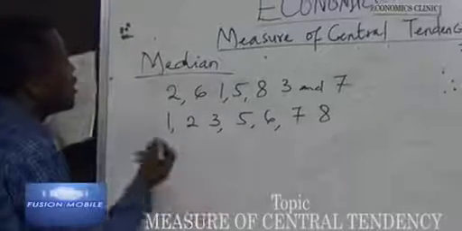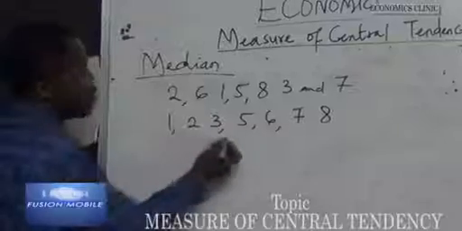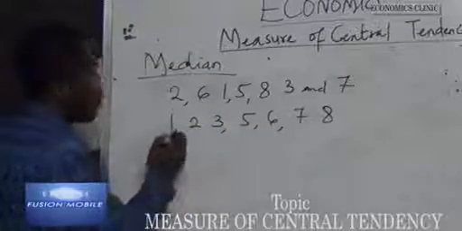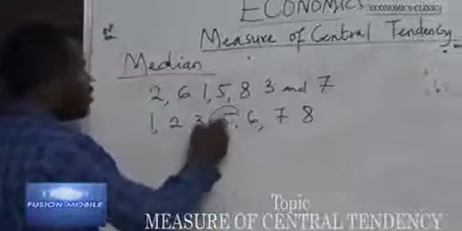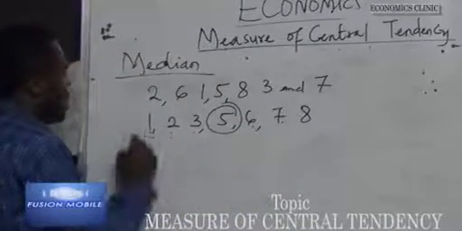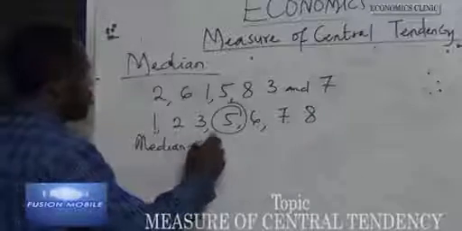Now to look for the middle number here, the median, we look for the middle number: 1, 2, 3. Also from here 1, 2, 3. The middle number here is 5. So median is equal to 5.